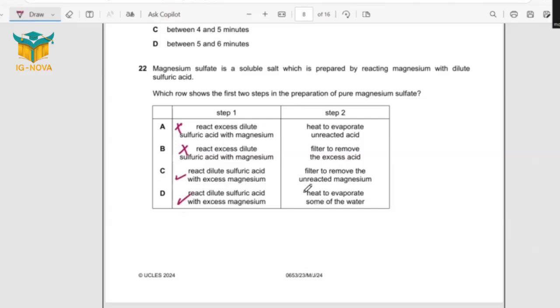Why? Step 2, filter to remove the unreacted magnesium. Let me think about it. Heat to evaporate some of the water later on. Then to start crystallization to reach saturation point.